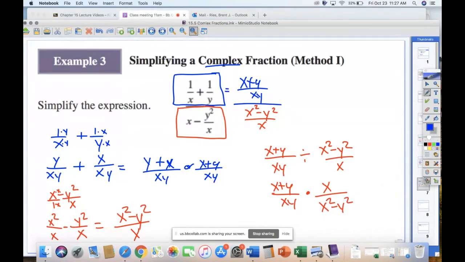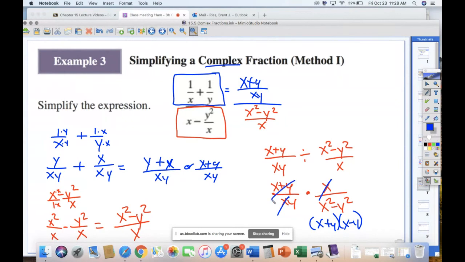And this is where we have to reduce or simplify. I notice I have an x on top that reduces with the x on bottom. I notice I have a difference of squares. And we've spent a lot of time on factoring difference of squares. I'm going to change this to x plus y, x minus y. Difference of squares, minus 2 squares.